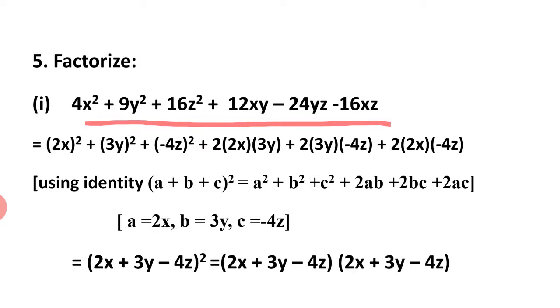So we write this particular expression 4x square plus 9y square plus 16z square and so on, that is equal to (2x plus 3y plus minus 4z, or directly minus 4z) whole square. Now as the question is factorize, we are expressing answer in the form of product. So it will be (2x plus 3y minus 4z) into (2x plus 3y minus 4z). Got it, children? I hope you have understood.